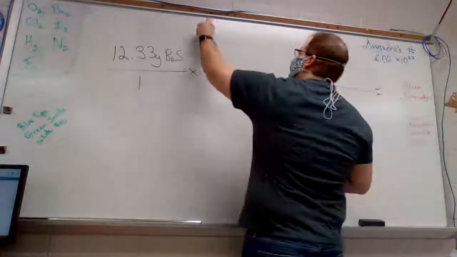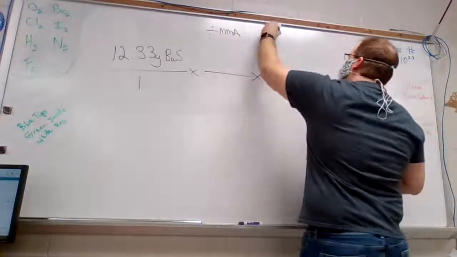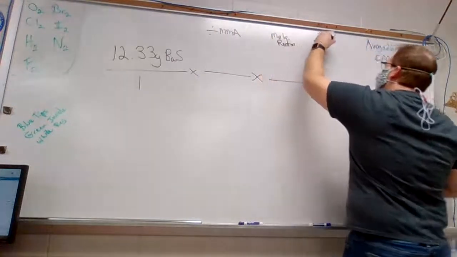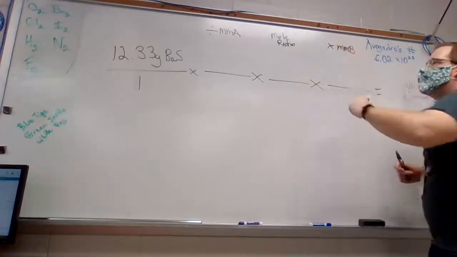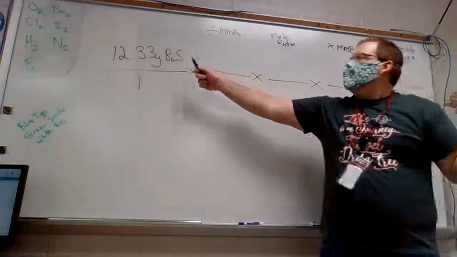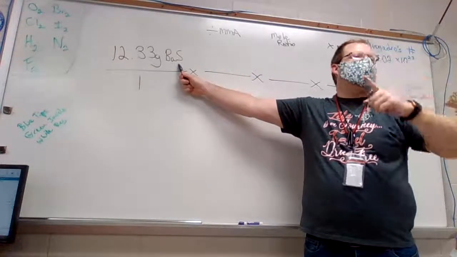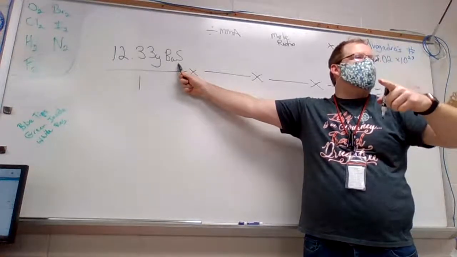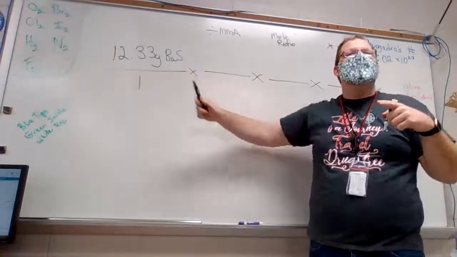I need to divide by the molar mass for chemical A. I need to use my mole ratio. And I need to multiply by the molar mass for chemical B. So what's the molar mass for barium sulfide? We already looked it up, didn't we? Well, look on the board. Use your eyes and your brain. What's the molar mass for barium sulfide?